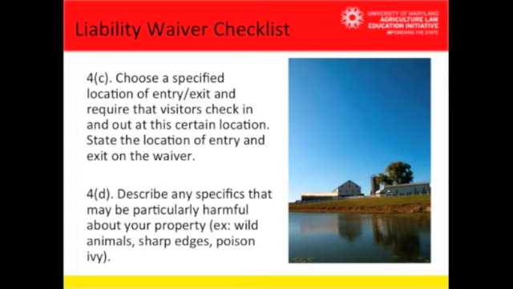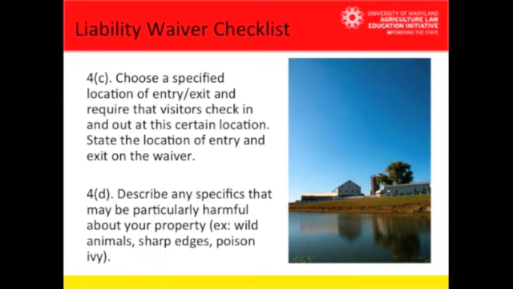You'll also want to choose a specified location of entry and exit and require that visitors check in and out at this certain location. And this location of entry and exit should be stated on the waiver. This is important to help deter trespassers from walking across your land without you knowing that they're actually on your land. And maybe they're not trespassers, maybe they are there to visit. However, you want them to sign your liability waiver before entering your property, or maybe you do require that they have a guide with them on your property. So you do want to make sure that the entry and exit is very clear so you don't have people wandering around the property without you knowing.